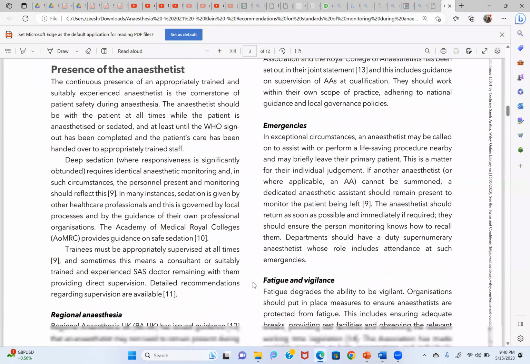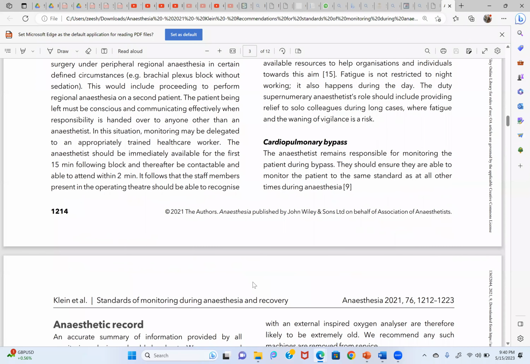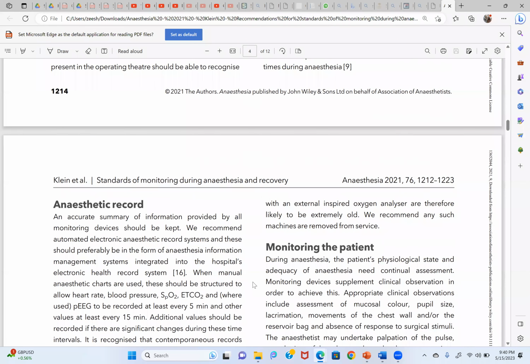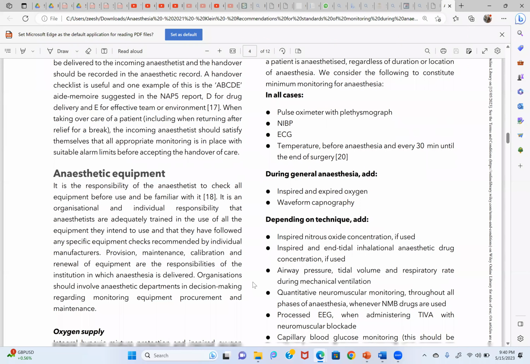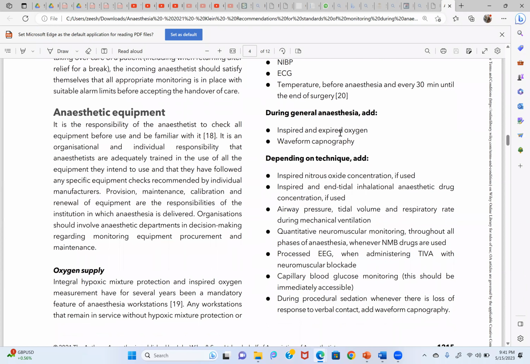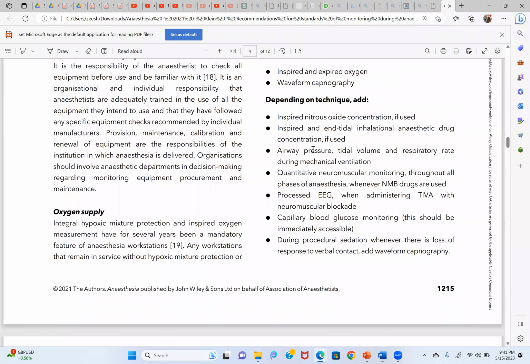Okay, emergencies, fatigue, vigilance, cardiopulmonary bypass. When they are doing it, anesthesia record, monitoring. Actually, this is a whole of the detail: inspired, expired oxygen, as I was telling you, wave of capnography. Yes, very good. You see, I am forgetting. It's very good when we discuss oxygen supply sources with reference to central supply, with reference to emergency cylinder.